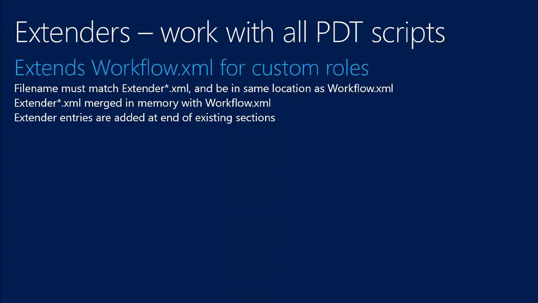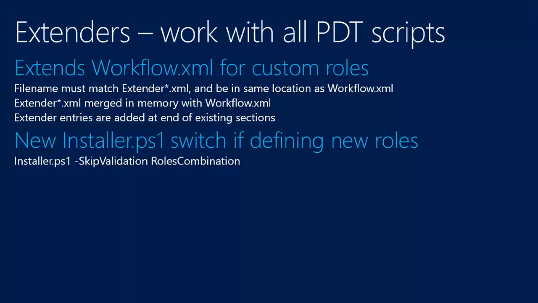The other strange thing about them is anything in an extender always gets executed last. It's the very last thing that happens from that section. So if I'm installing a set of roles on a single server, I can't make something from an extender install before a role from the core workflow. I haven't found an example where that's a problem yet, but I can see it could happen potentially. So, a new switch for if you're defining new roles, which is skip validation roles combination.